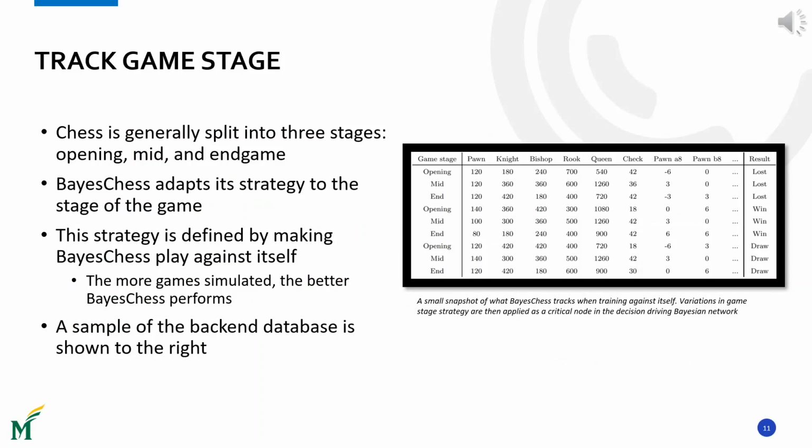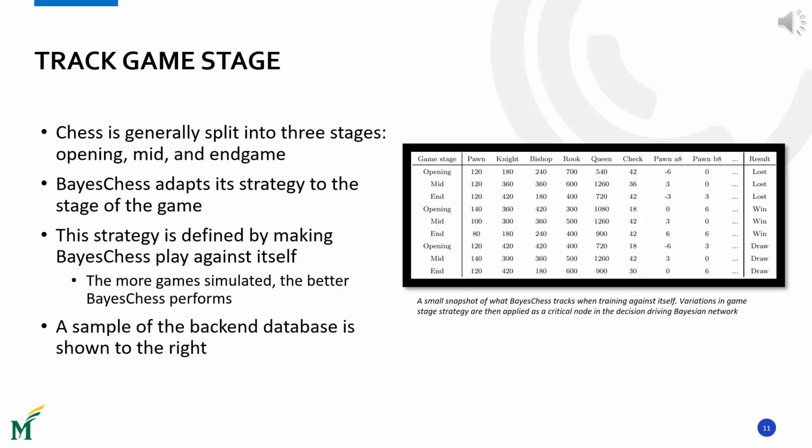Another area where Bayesian networks are directly utilized within the BayesChess engine is in the track game stage algorithm within the engine itself. Chess is generally accepted to be split into three main stages: the opening, which is roughly the first 10 moves, the mid-game, which is the section of the game immediately following the opening and prior to the endgame, and the endgame, which is typically defined as an area where most of the pieces have been removed from the board.